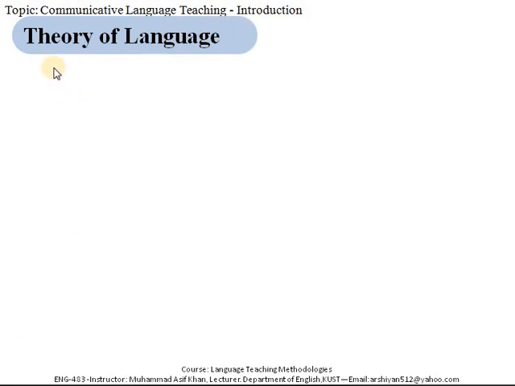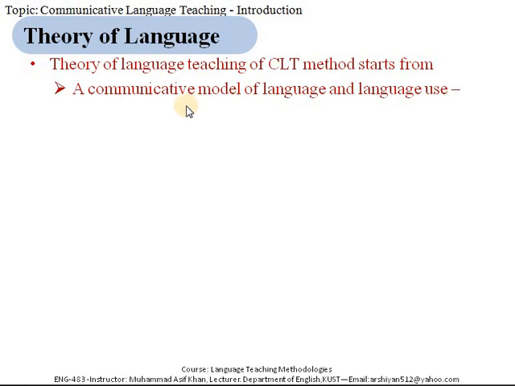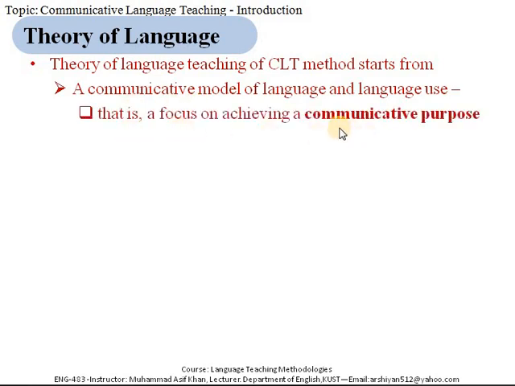This very method of CLT starts from a communicative model of language and language use. This model focuses on achieving a communicative purpose. There is negation of the control of structures. Instead of control of structures, the focus is on achieving the communicative purpose of the language.